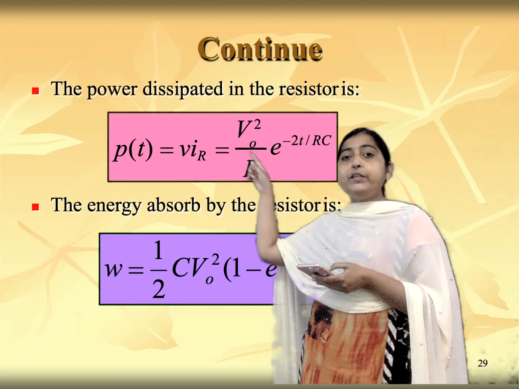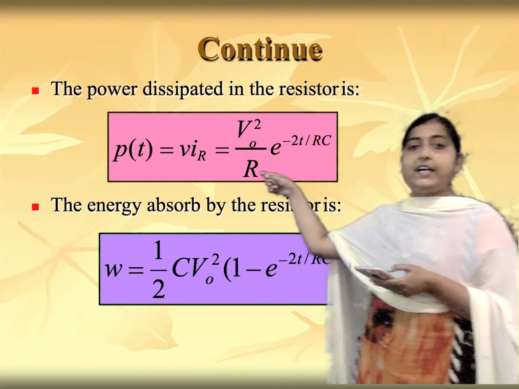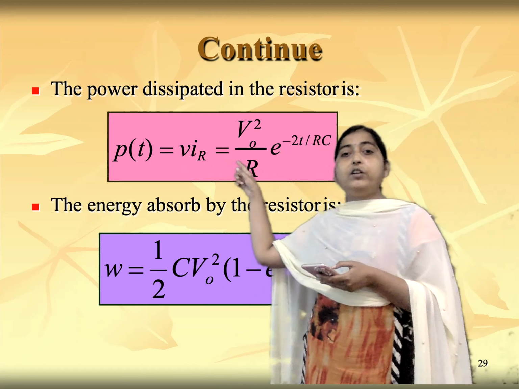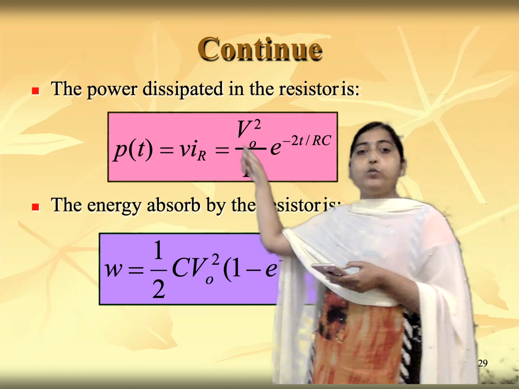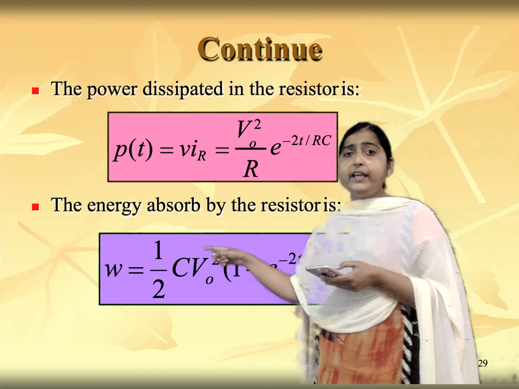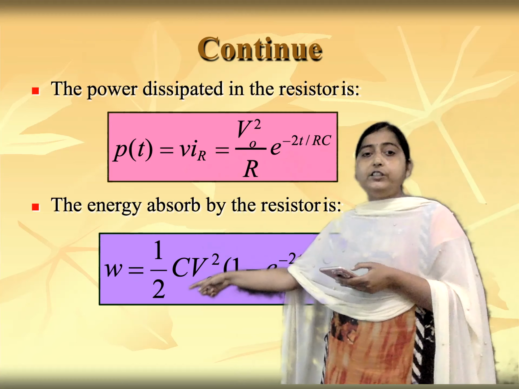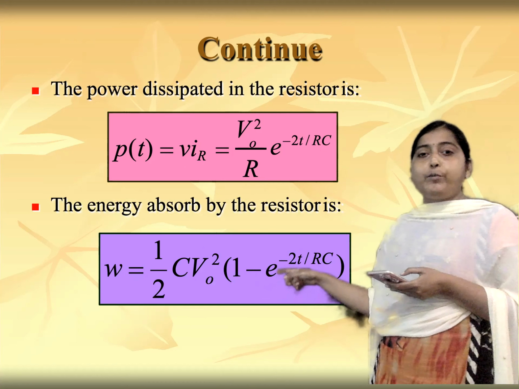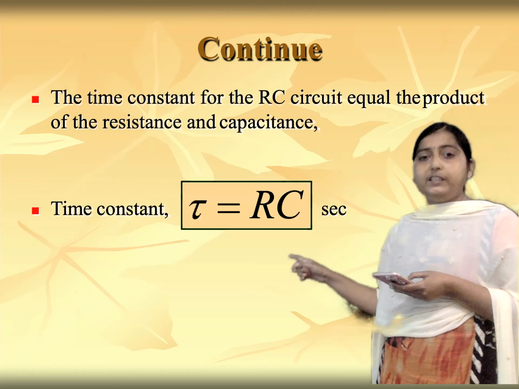Similarly, the power dissipated in the resistor can be written as, we already know that the power can be expressed as V into the current through the resistor, which is equal to V naught square. Substituting the voltage and current expression, we get V naught square by R into e to the power minus 2t by RC. Now the energy which is being absorbed by the resistor can be written as W is equal to half C V naught square into 1 minus e to the power minus 2t by RC, by substituting the value of voltage in the circuit.